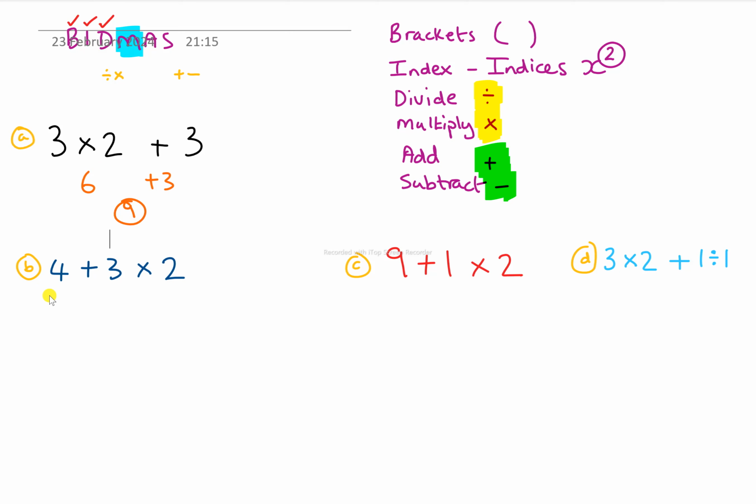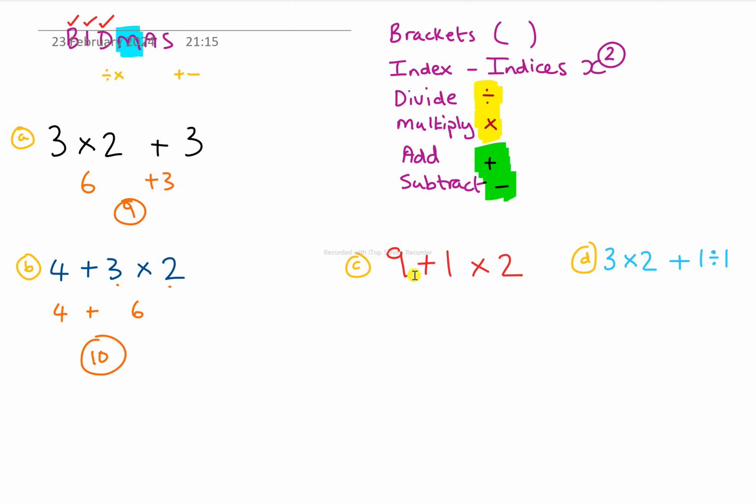I'm going to run along here and look for times and divide. I see a times here, so I do this first. 3 times 2 is 6, and then 4 plus 6 is 10.